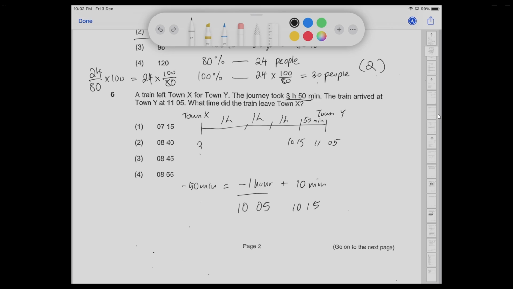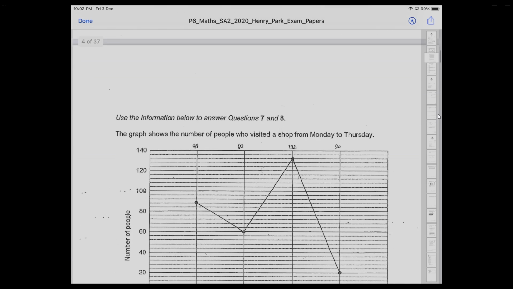So here is 10:15. Here will be 9:15, because it's 1 hour before 10:15. Here will be 8:15, here would be 7:15. Bam. No more mystery, it's just 7:15. Answer is 1. Let's move on.